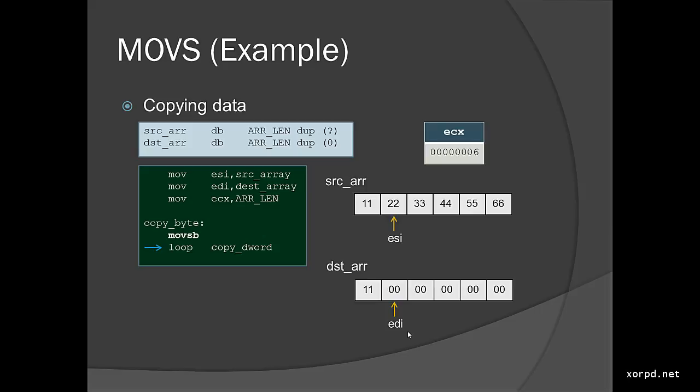Next we move on to the next iteration. So ECX is decreased by 1. And again we copy from the source to the destination.